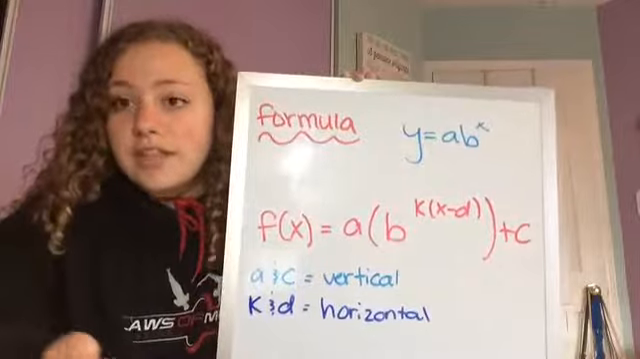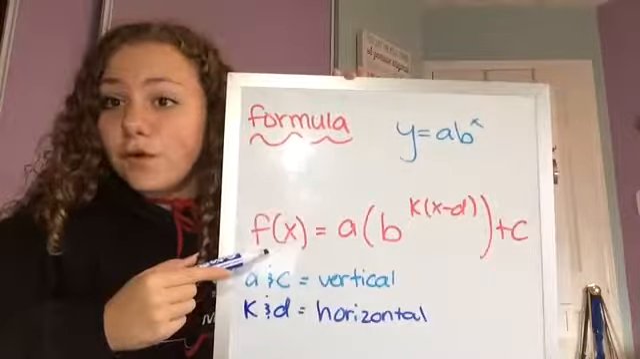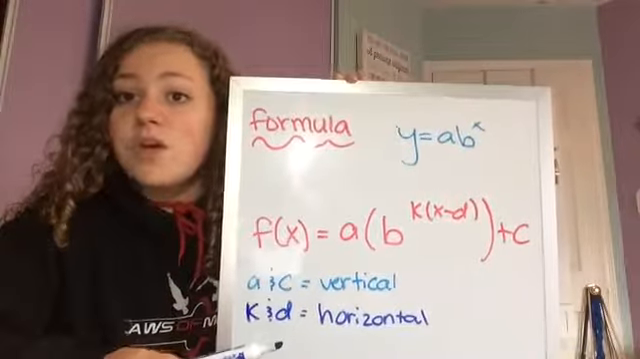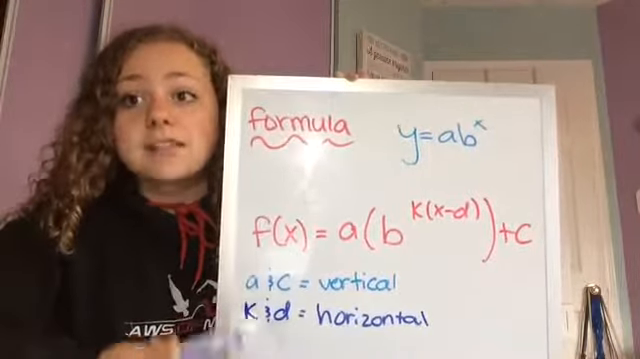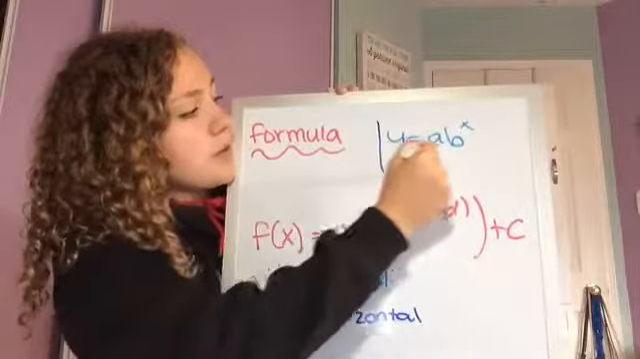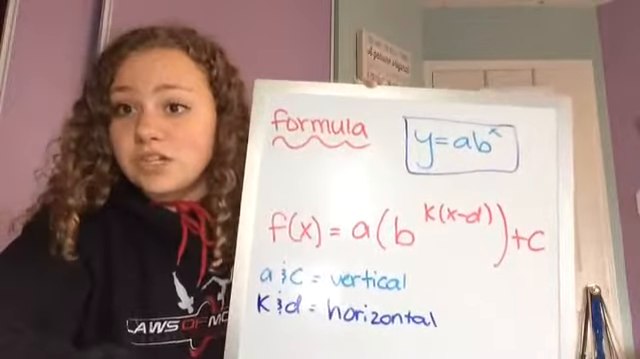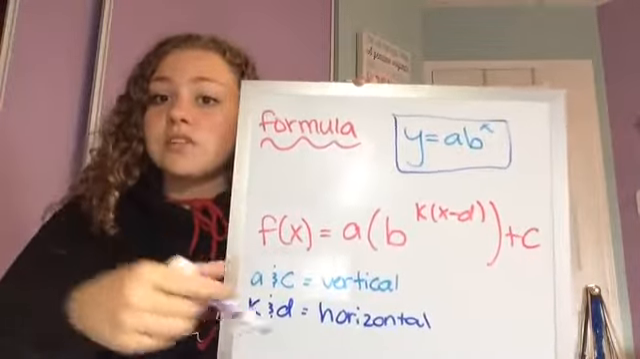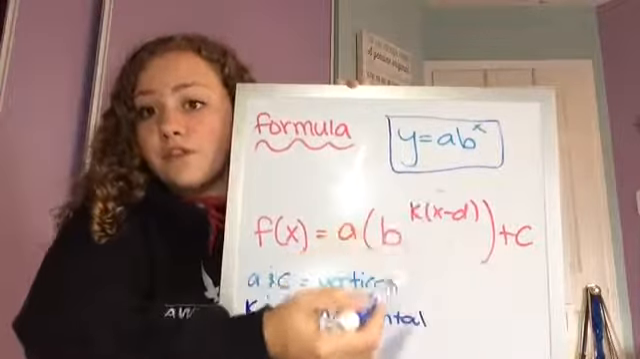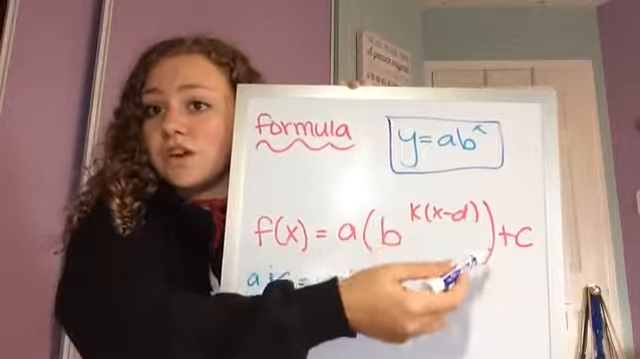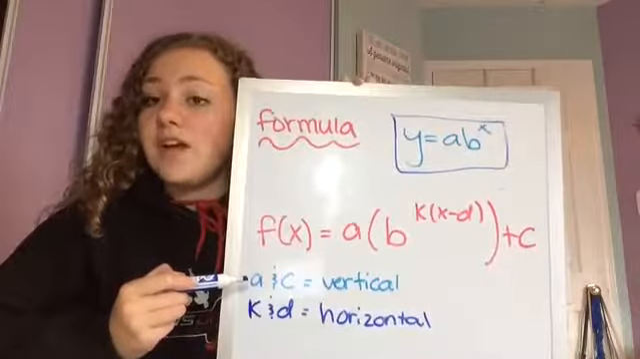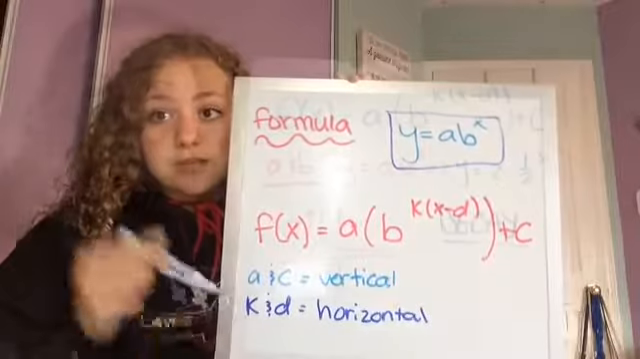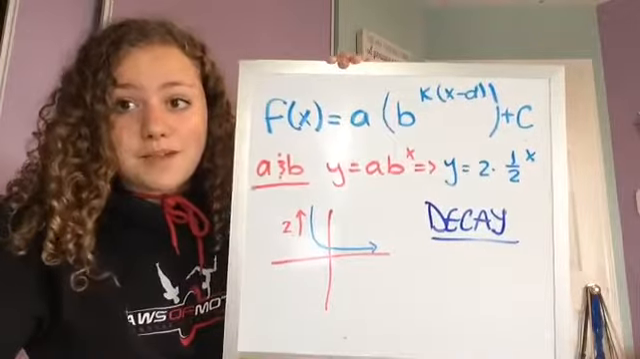Alright, so as you can see that I wrote in red here, this is the formula for the exponential function. Now you're probably thinking, but you already told me that the formula was a times b to the power of x. Well, it is. This is what we would call the parent function of the exponential function. This, in fact, just opens it up a little bit more and shows us each different part of the function and what each letter can do to the function. So when we're looking at it, a and c affect our function vertically, and k and d affect our function horizontally.